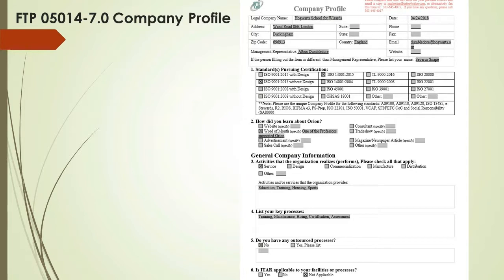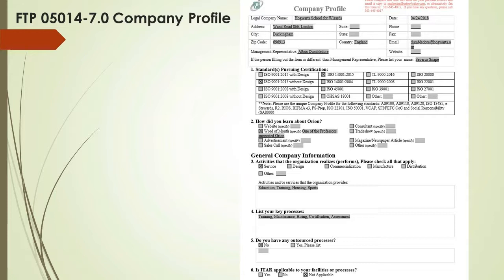Let's begin. This is the company profile. Your client must complete this format. If they send you incomplete information, it is up to you to fill the gaps. In the top section, they must fill in the organization's information and management representative. Next, they have to tick the boxes for the standard or standards that will be audited. Then, they will indicate how they learned about Orion.